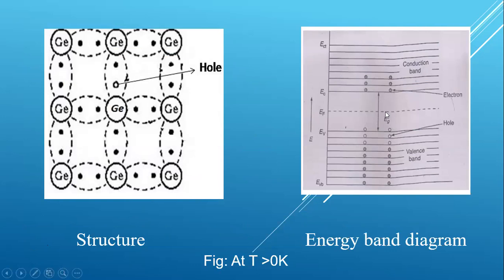See here in the energy levels also, these are electrons, and some electrons are moved to the conduction band. So now we can understand that some electrons are available in the conduction band. The electrons are moved from the valence band to the conduction band. Therefore, the holes are formed, and now the conduction band electrons are available.